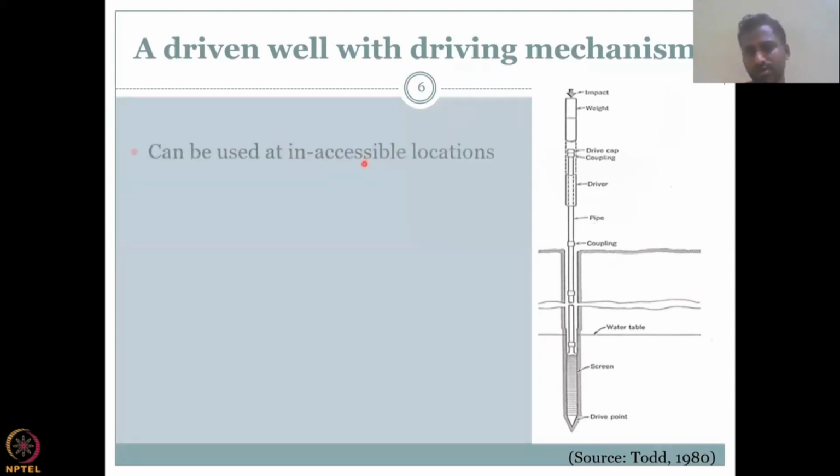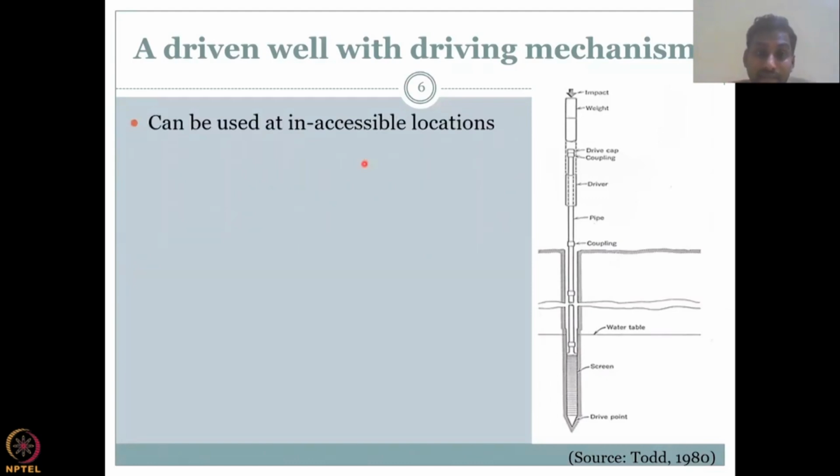Let's see what this is based on. It can be used at inaccessible locations. If you remember the previous diagram, we showed that the background had a lot of hilly regions and hilly terrains. It is mostly for those kinds of terrains where you cannot take machinery or a lot of load. For example, springs and drinking water supply for people around mountainous regions are done using drive point wells.